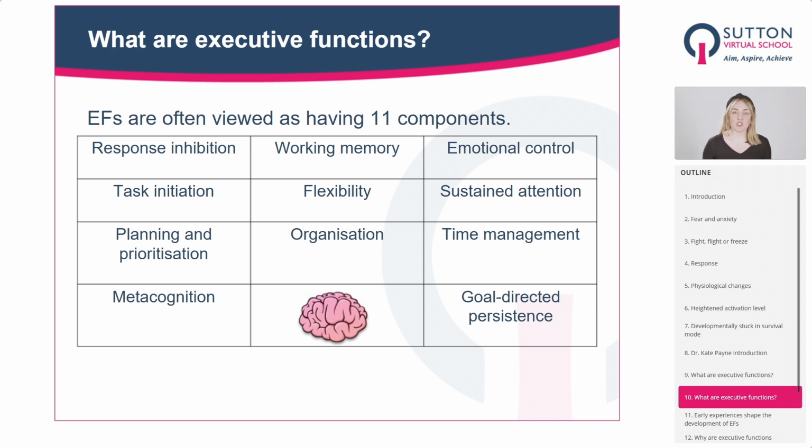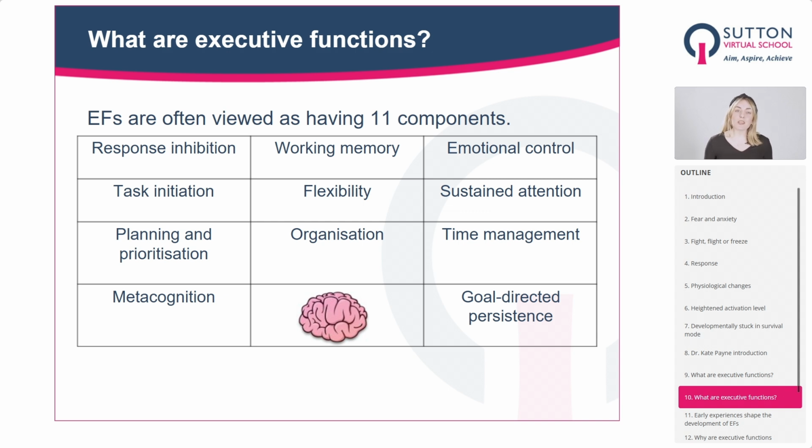We have task initiation, which is to be able to start a task, to plan and to prioritise. There is metacognition, and this is about thinking, being aware of what's going on as we complete a task. There's working memory. This is the capacity to hold in mind information whilst carrying out multiple steps. There's flexibility. This is being able to adapt and to be creative and to change as we're completing a task.